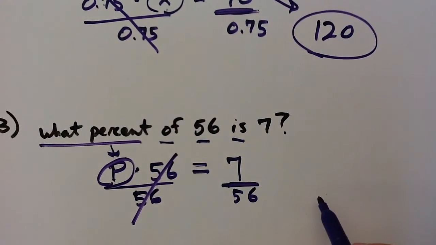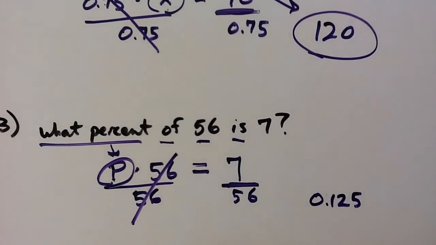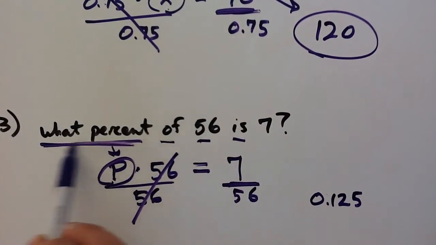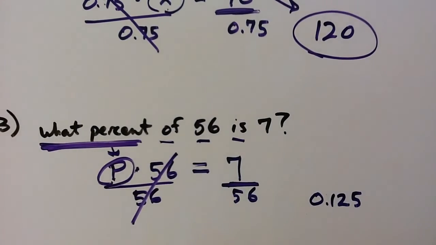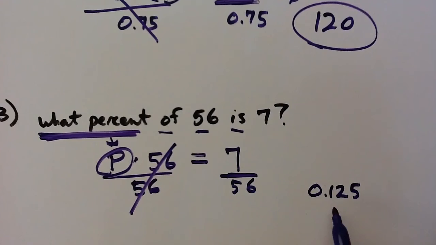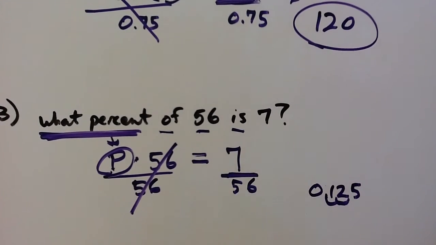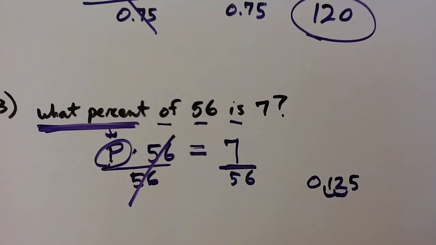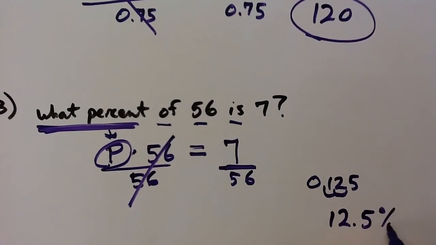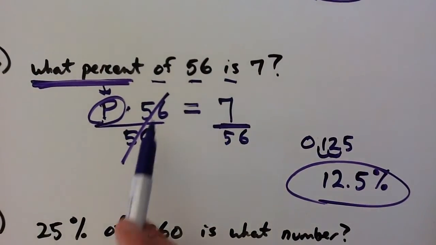If you put this into your calculator, you'll get 0.125, which is a decimal, right? But I want to know what percent of 56 is 7. And so the final step will be to take this decimal to a percentage by multiplying by 100 or moving the decimal 2 places to the right, which are the same thing. And so what percent would this be? This would be 12.5%. 12.5% of 56 is 7.